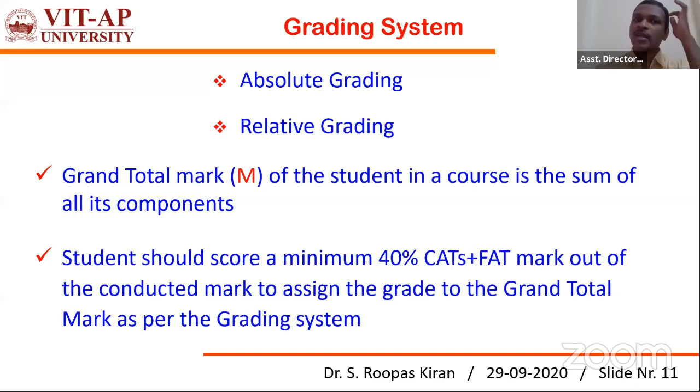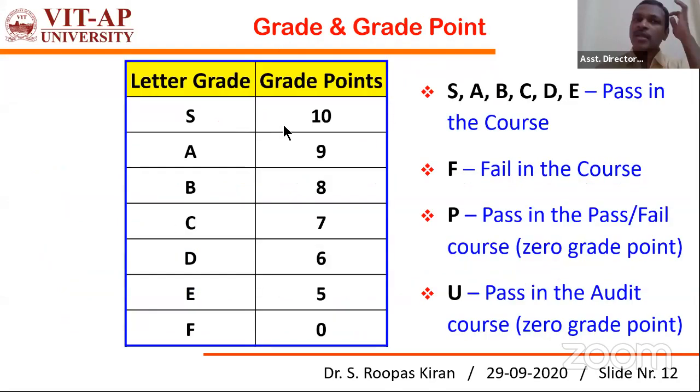Now the grades. We have these letter grades S, A, B, C, D, E, and finally F, the fail grade. Each grade has one particular grade point. In the same order, the grade points come down: 10, 9, 8, 7, 6, 5. Fail grade doesn't give you any point, so that's 0 points. If the student is securing any grade S, A, B, C, D or E, it indicates that the student has passed in that course. F grade indicates a fail in the course.